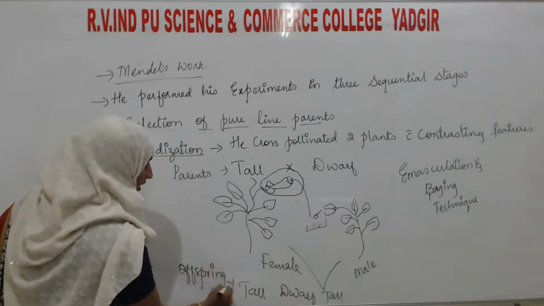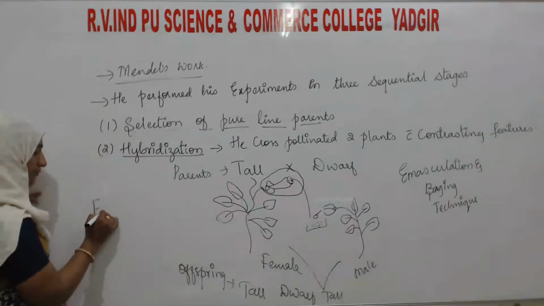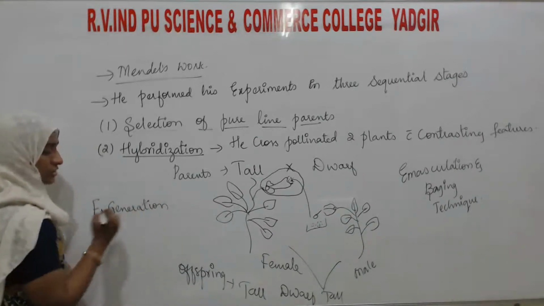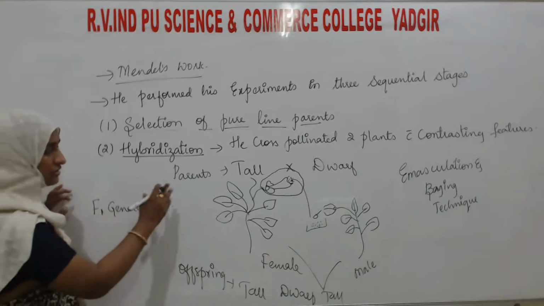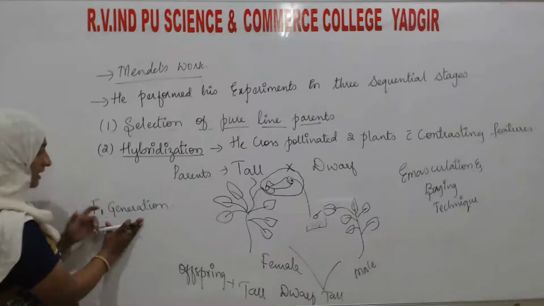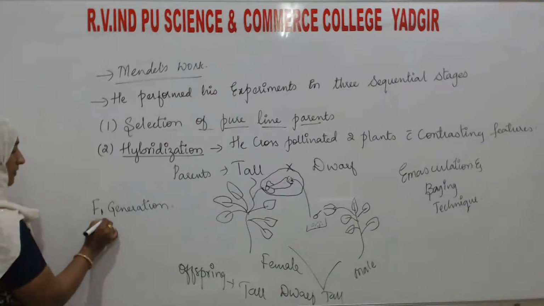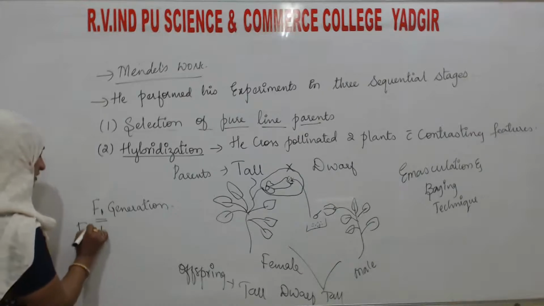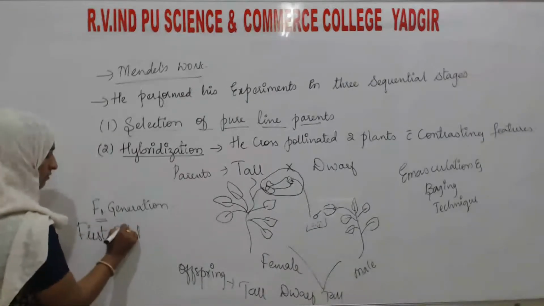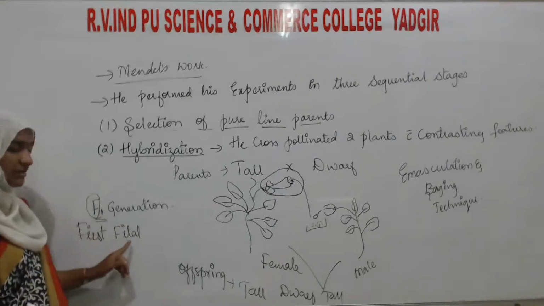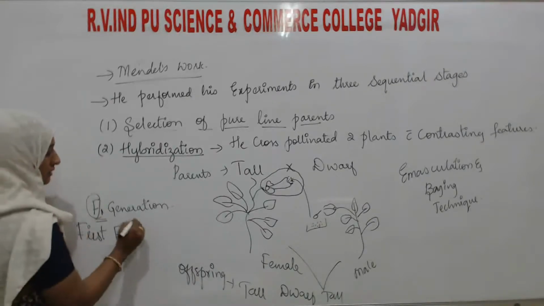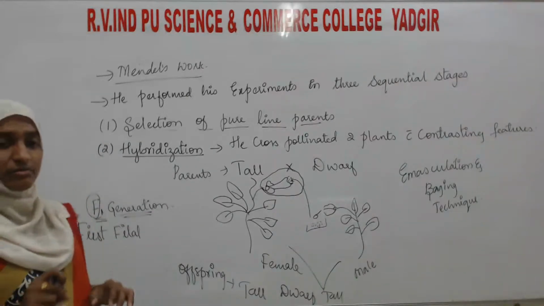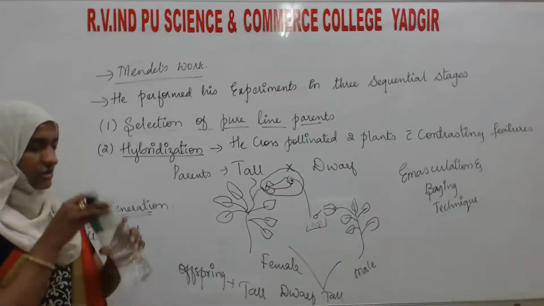Which generation can we call this? We call it the F1 generation. Why do we call it the F1 generation? Immediately after crossing the parents, they get the next generation, and we call it F1. What is the full form of F? F1 means first filial generation.